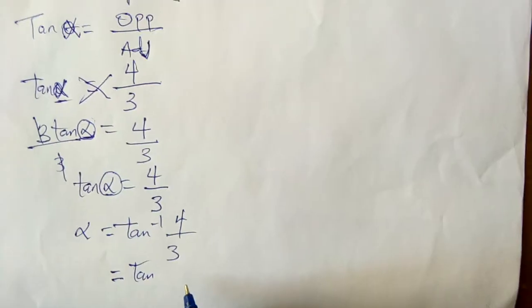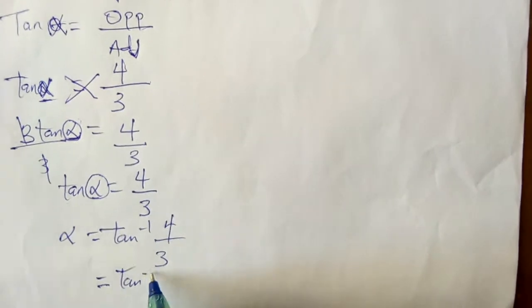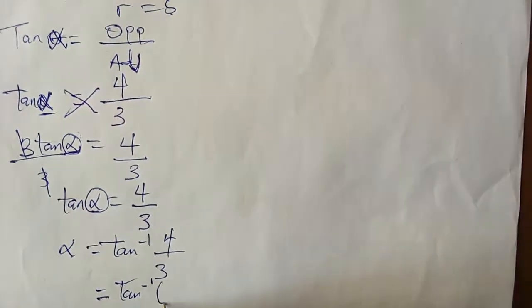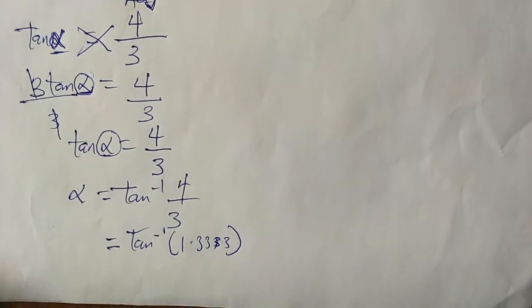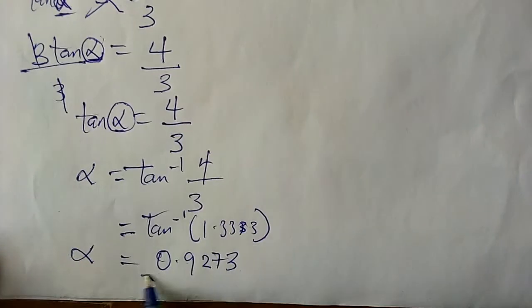So the arctan of 4 over 3 will then give us what? Tan inverse. Finding the arctan of 1.3333, just pick 4 of them like that, and then finding the arctan of 1.33 will give us 0.9273 approximately. So that means our angle there is 0.9273.